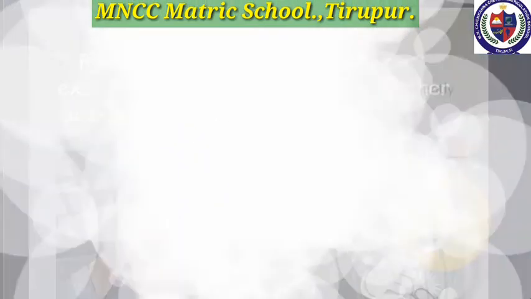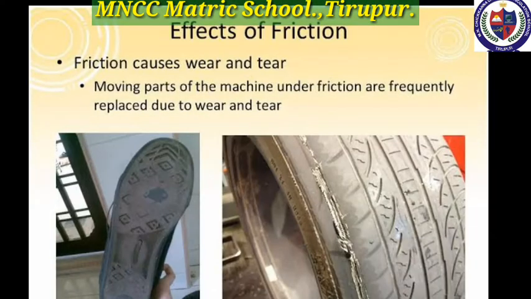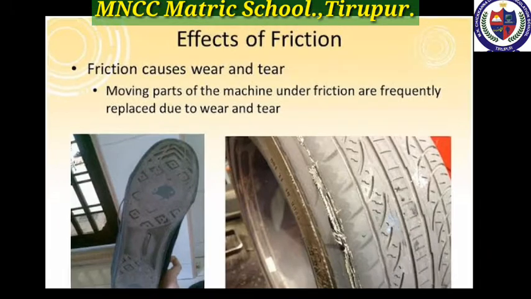Number 2, friction causes wear and tear. Moving parts of the machine and the sole of a foot are under friction and are frequently replaced due to the wear and tear.